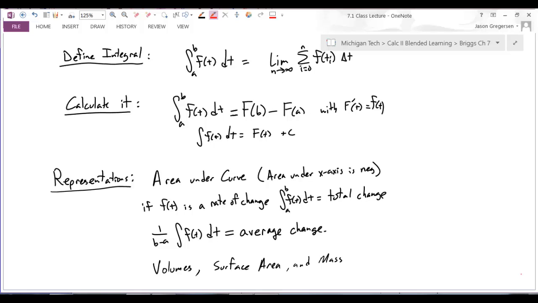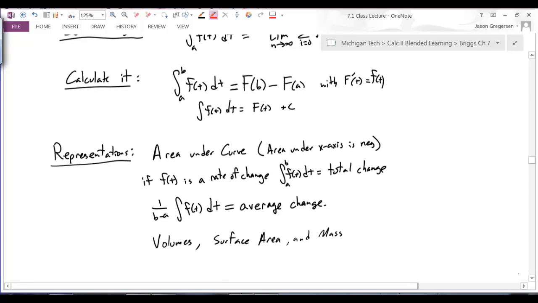And we talked about, so far in chapter 6, all the applications, or representations, of the integral. Area under the curve, integrating a rate of change to get the total change, the average value, and of course we talked about volumes, areas, surface areas, and now mass.